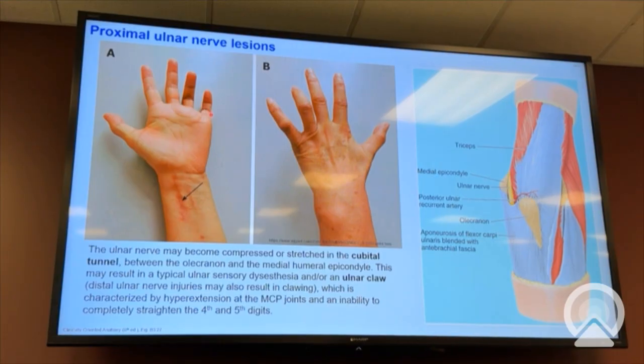Other signs and symptoms you may see in this patient, if they damage their ulnar nerve upstream and it's busted: what kind of sensory symptom would this person complain of?